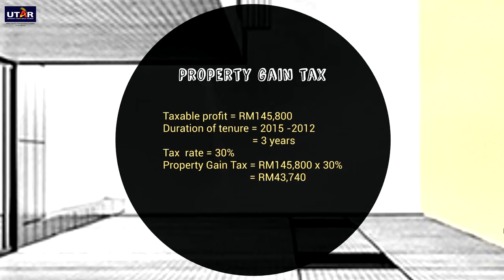So at the end, the property gain tax is equivalent to 145,800 times 30%. The total property gain tax for this property is 43,740.